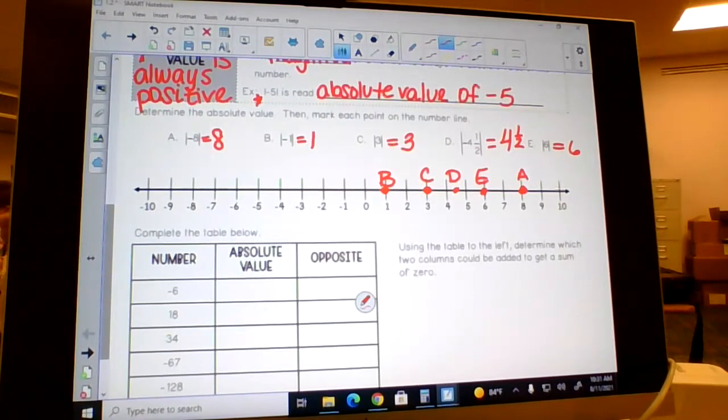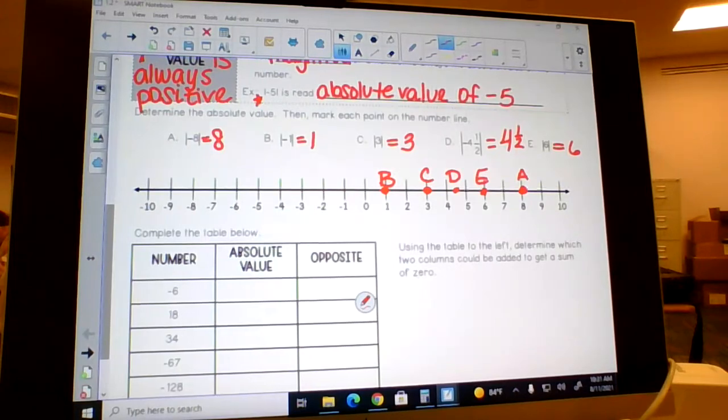What do you notice about all your absolute values on that number line? What do you notice about them all? They're all positive. They're all to the right of 0. They're all to the right of 0 because absolute values are distance, and distance is always positive. That's why absolute value always makes the number positive.